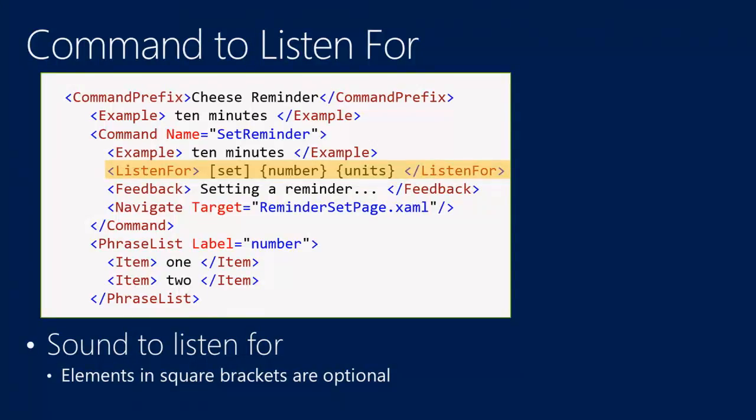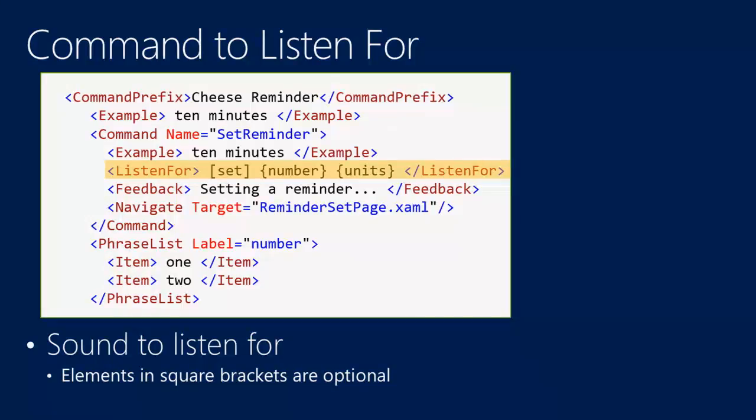Okay? And so having done that, once we've got our listen for sequence sorted out, these things in here are references to phrase lists, and you can see number down here has got 1, 2, and actually in the real one it has about 30. 1, 2, 3, 4, 5, 6, 7, 8, 9, 10, 15, 20, 25, 30. And these are all the time values the system can recognize, okay? And so the units is also minutes or hours, which you can feed in.